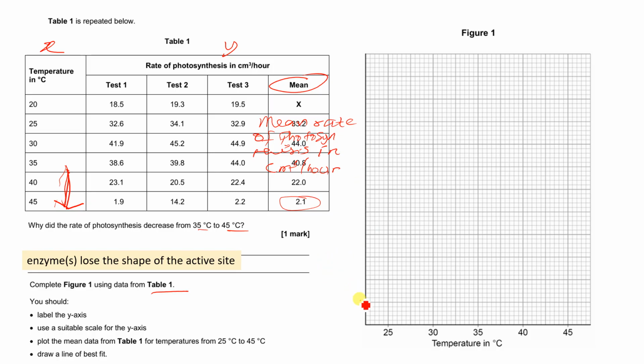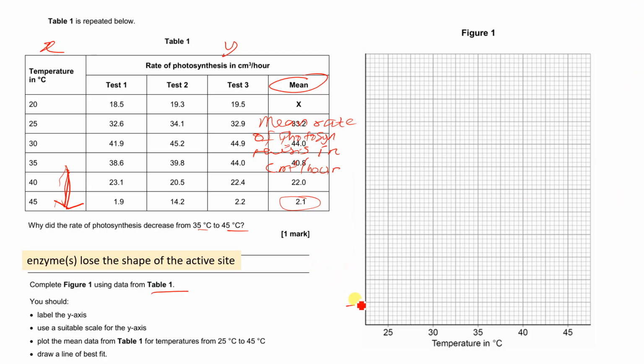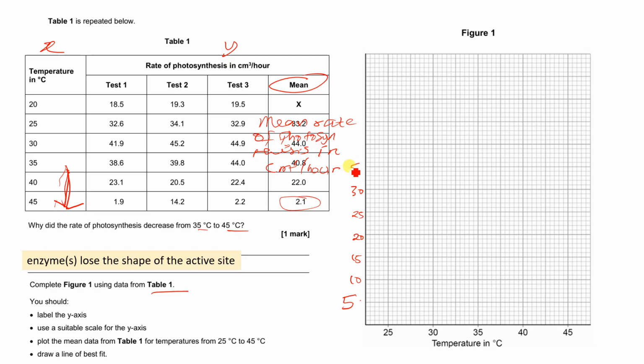So that will go 5, 10, 15, 20, 25, 30, 35, 40, 45. So I know my maximum value will fall, so it covers more than half.